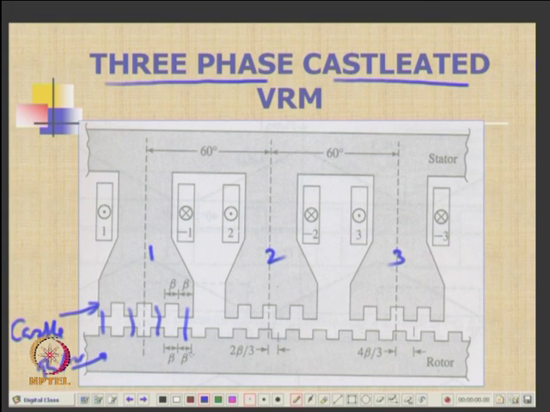This angle is beta. Each of the slot and tooth angle is equal to beta. Tell me what happens now? If 1 is de-energized and 2 is energized, does anything happen or nothing happens? What happens?